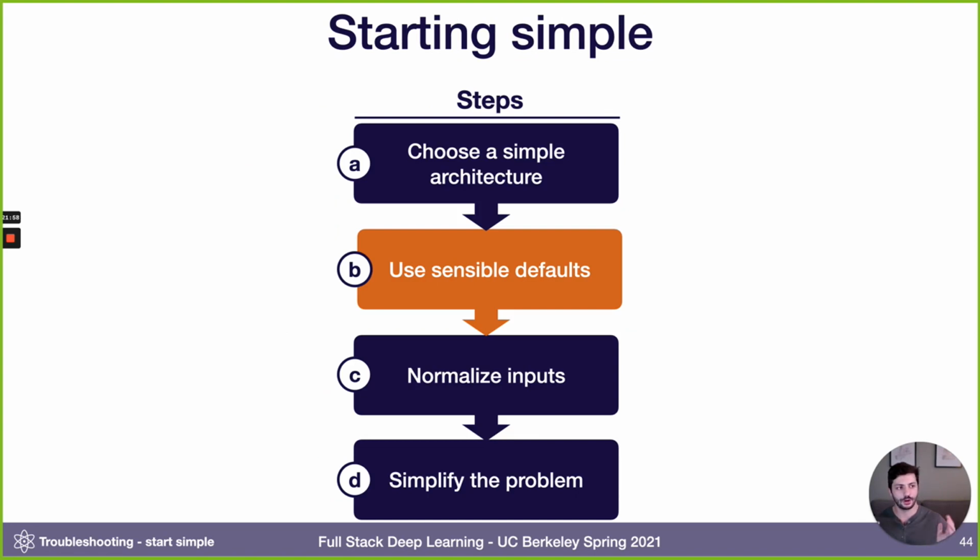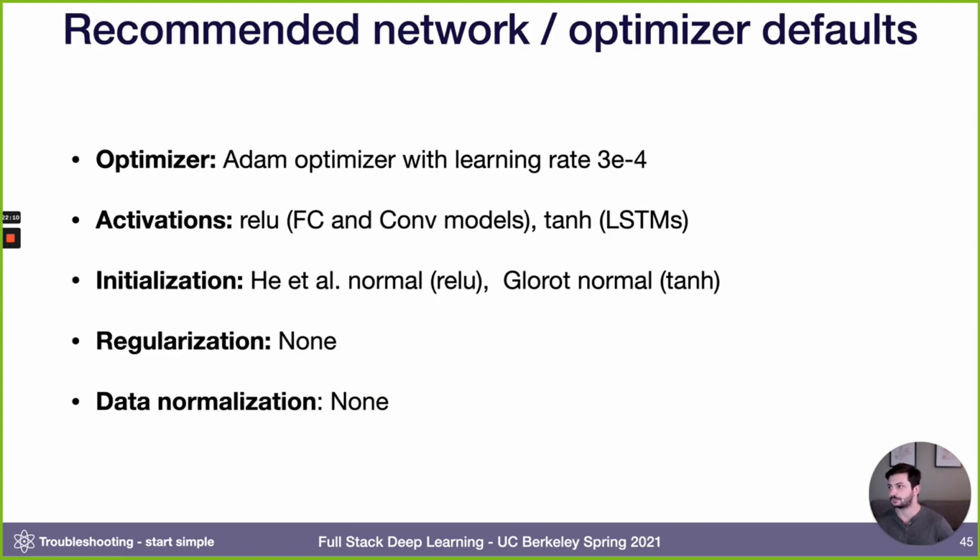Okay, so we've chosen our simple model architecture. The next thing that we're going to do is pick some sensible defaults for hyperparameters and things like that before we start training. So here are some defaults that I recommend using for version 0 of your model. I think it's best to start with the Adam optimizer. Some people recommend just starting with vanilla SGD, but I think Adam solves a lot of problems for you, so might as well use Adam.